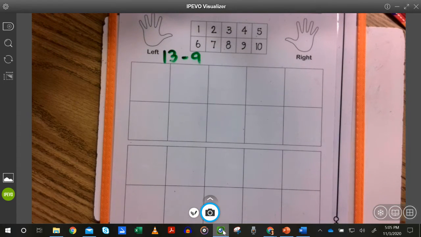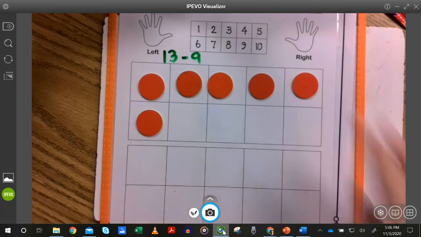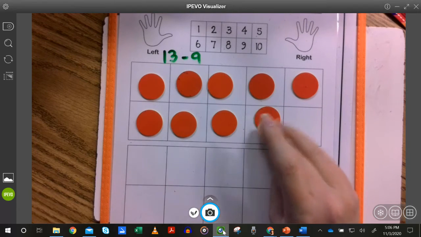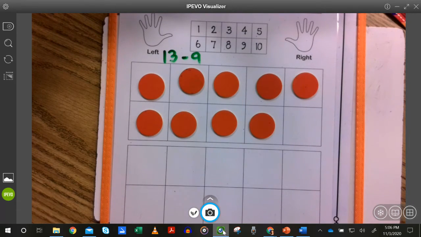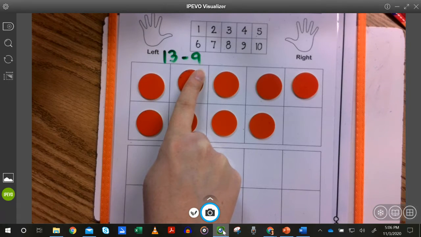Okay, so what is the part that you already know? Did you say 9? If you did, you are right. Okay, so the part we know is 9. So let's go ahead and put out 9. 9 goes up to here. Okay, there's 9. Now we're going to think about how making a 10 can help us find our missing part, because we know we want to go to 13, right? The whole was 13, but I only have 9 right now.